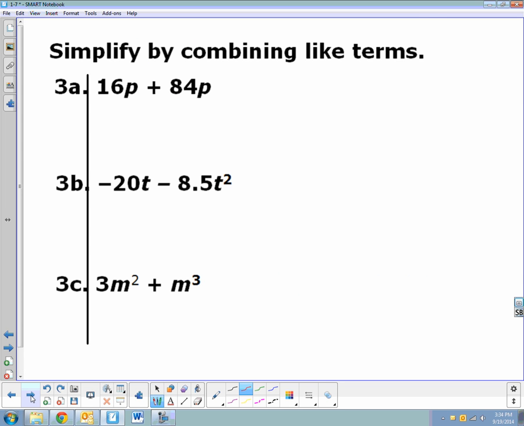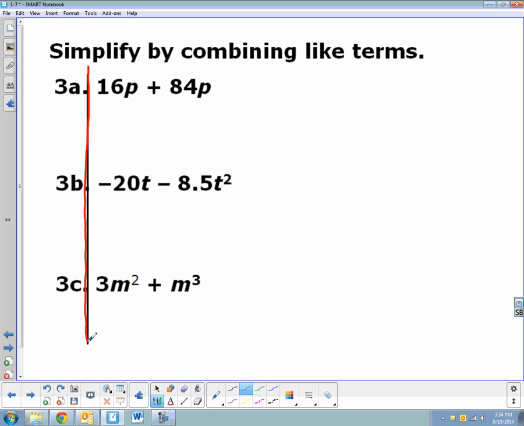Okay, here's the last three, I believe. Go ahead and give these three a try. Simplify by combining the like terms. All right, so we got 16 p's. Oh, that line here, I should mention, just means that it's not 3c.3m squared. That line means that these are our three different problems, 3a, 3b, and 3c.